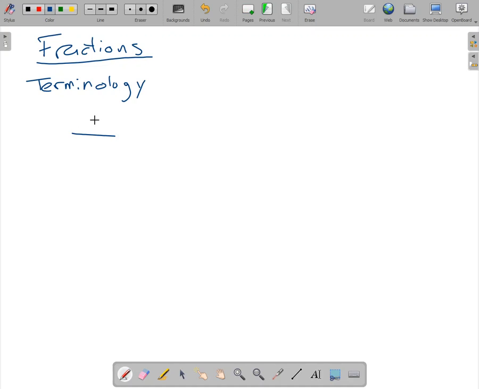So whenever we have a fraction like 2/3, whether we use the horizontal fraction bar or we use the slash fraction bar, those are two different ways that we write fractions. A fraction is made up of a numerator and a denominator. So 2 is my numerator, and the 3 is what we call the denominator.